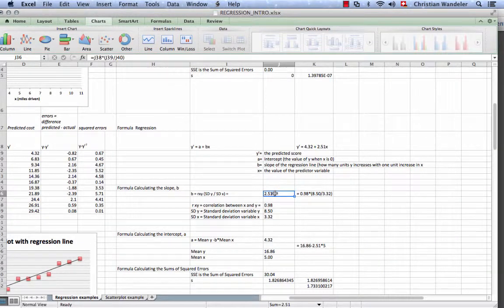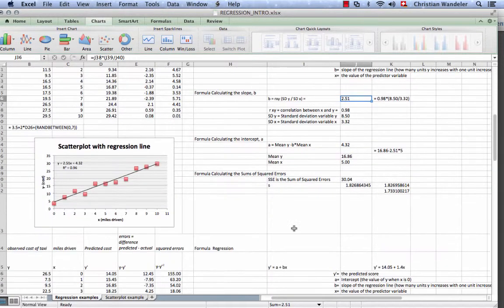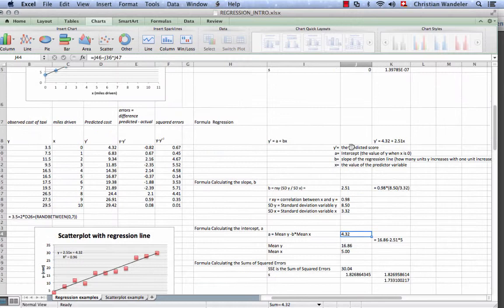But now to get the beta, we had to plug in these numbers here: the correlation times the standard deviation of y divided by the standard deviation of x. We use the beta here and now the mean values to figure out our intercept, our a. And then we can plug the beta and the a into our regression formula. We get 4.32 plus 2.51 times x.